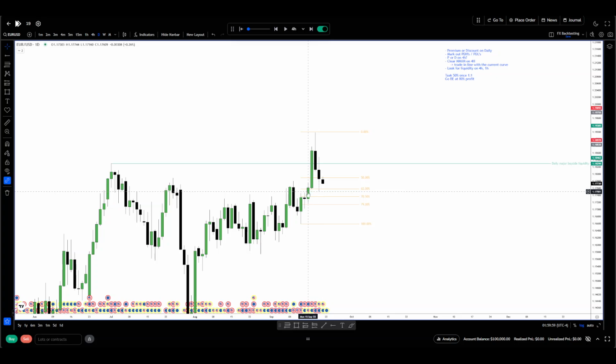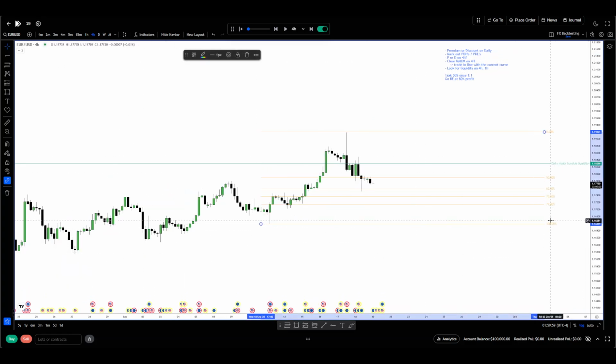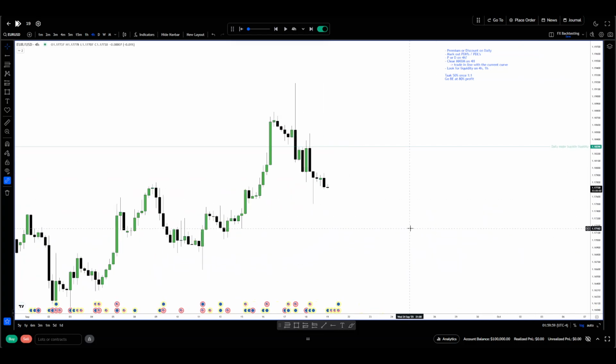Yesterday, price reacted to this fair value gap right here. Also, there's this order block, this propulsion block, and price closed above this fair value gap. So you might expect the price higher, but let's see on the 4 hour. Let's remove the FIB. On the 4 hour, what do I see?